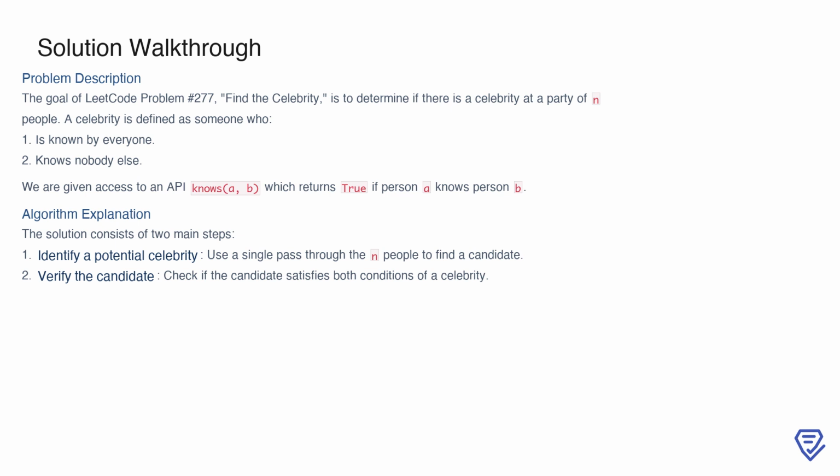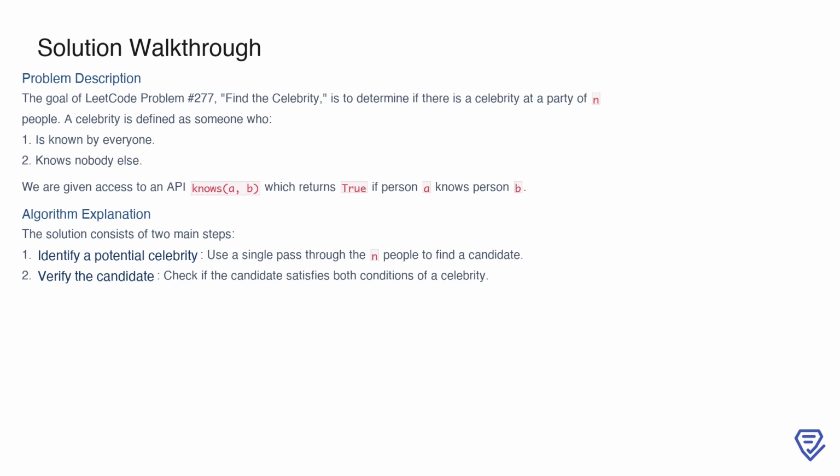In LeetCode problem number 277, Find the Celebrity, the task is to determine if there is a celebrity among a group of n people at a party. A celebrity is defined by two conditions: first, they are known by everyone at the party, and second, they do not know anyone else. To solve this, we are given an API function knows(A, B), which returns true if person A knows person B.